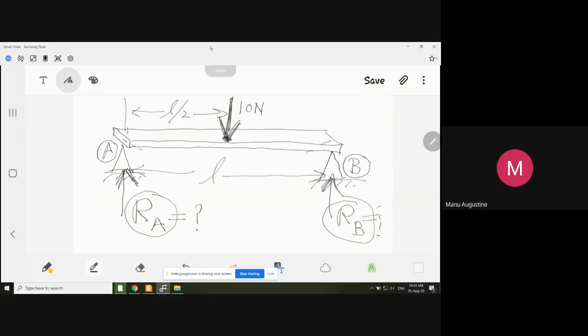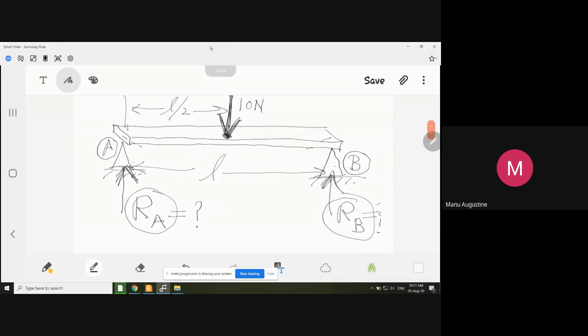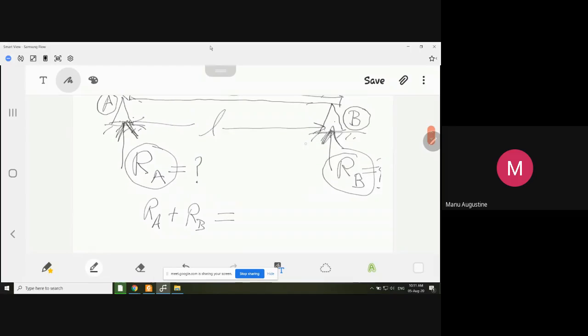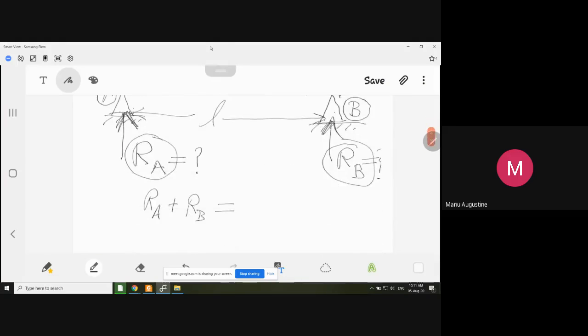कि अगर मैं लोड को बिल्कुल सेंटर पे लगाता हूँ तो दोनों तरफ जो रिएक्शंस होगी आधी आधी बट जाएगी. और ऊपर को तो 10 न्यूटन फोर्स आना चाहिए बिकॉज द इक्विलिब्रियम ऑफ द रॉड हैज टू बी मेंटेन्ड. सो द टोटल अपवर्ड फोर्स हैज टू बी 10 न्यूटन. सो योर माइंड डिड समथिंग लाइक दिस दैट द टोटल सम ऑफ अपवर्ड फोर्सेस मस्ट बी इक्वल टू द टोटल सम ऑफ डाउनवर्ड फोर्सेस. So Ra plus Rb must be equal to 10.